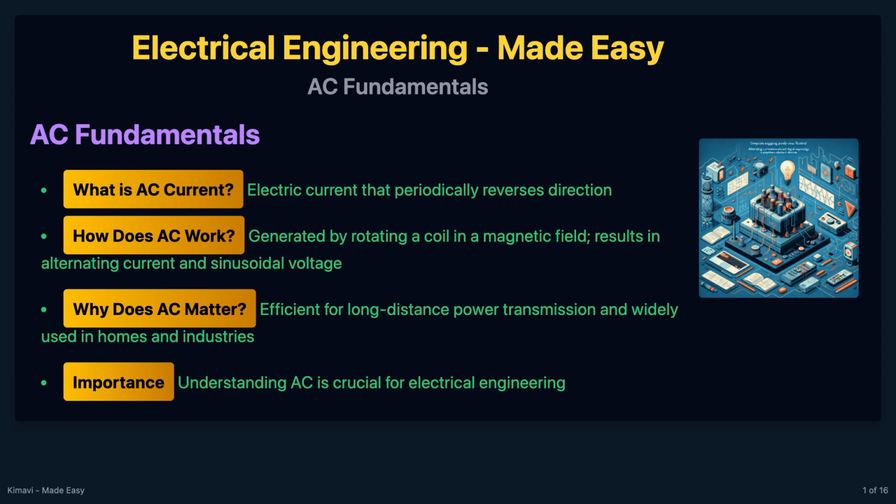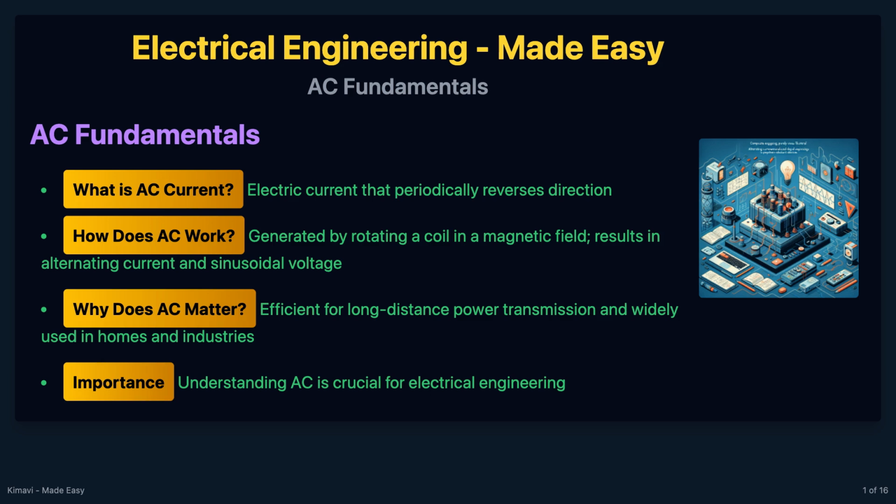AC is generated by rotating a coil within a magnetic field, which produces a current that alternates its direction. This alternating nature results in a voltage that varies sinusoidally, smoothly oscillating between positive and negative values. AC is crucial because it is the most efficient way to transmit electricity over long distances and is widely used in homes, businesses, and industries. Most of the devices we use daily are designed to operate on AC power.